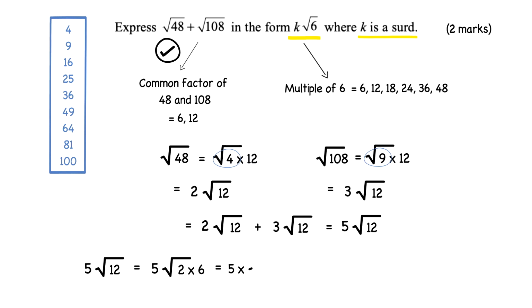We can put the 2 and the 6 into separate roots, so we've got 5 times root 2 times root 6. Just like in algebra, to simplify things we don't include the times sign, so we have 5 root 2 root 6. Now we've got our answer in the format that the examiners have asked for. 5 root 2 is our k because it's in front of the root 6 and k is a surd.